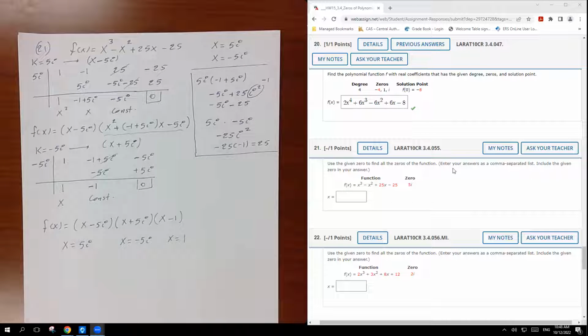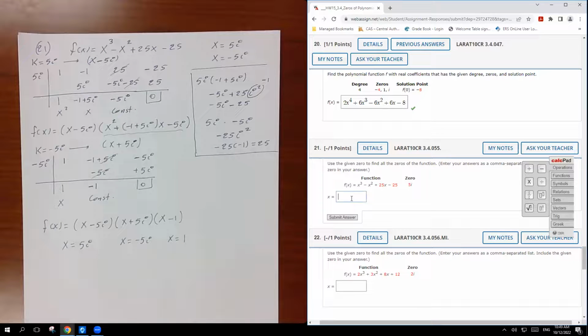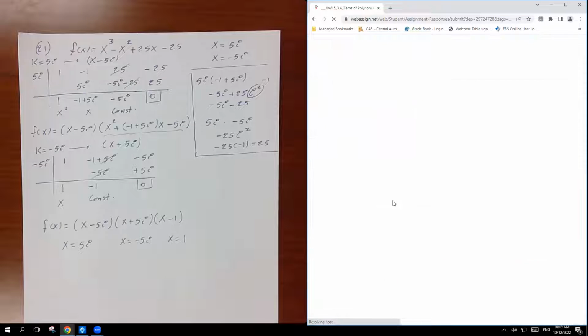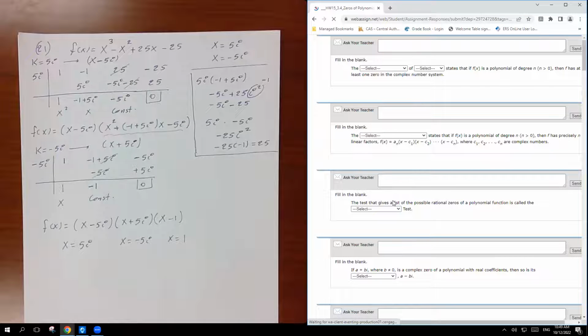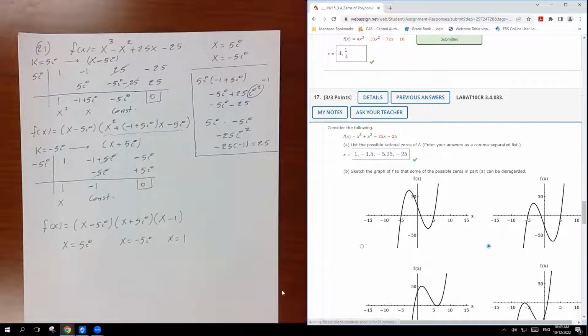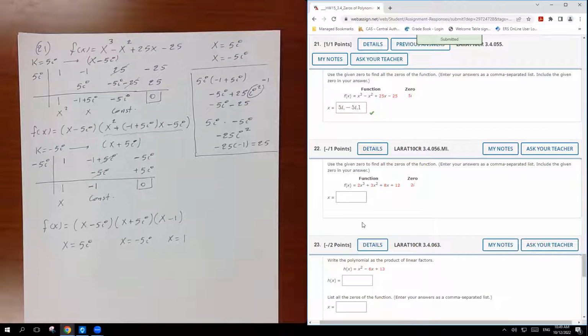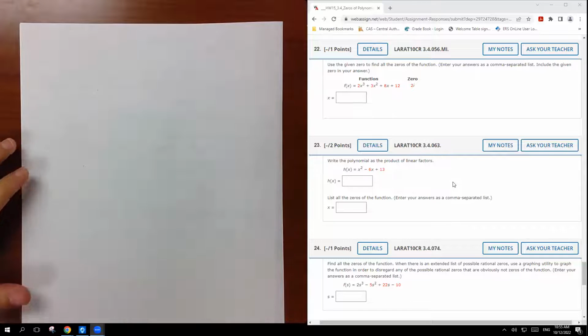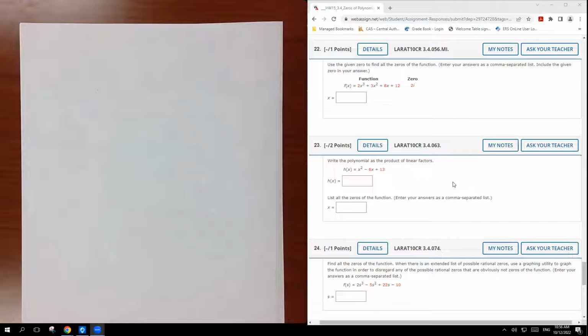And include the given zeros, enter your answer in a comma separated list. So we're going to say 5i, comma, negative 5i, comma, and 1. That's it for this example. We're going to do exactly the same thing with example 22. So I'm going to keep example 22 for you because you're going to do exactly the same thing.